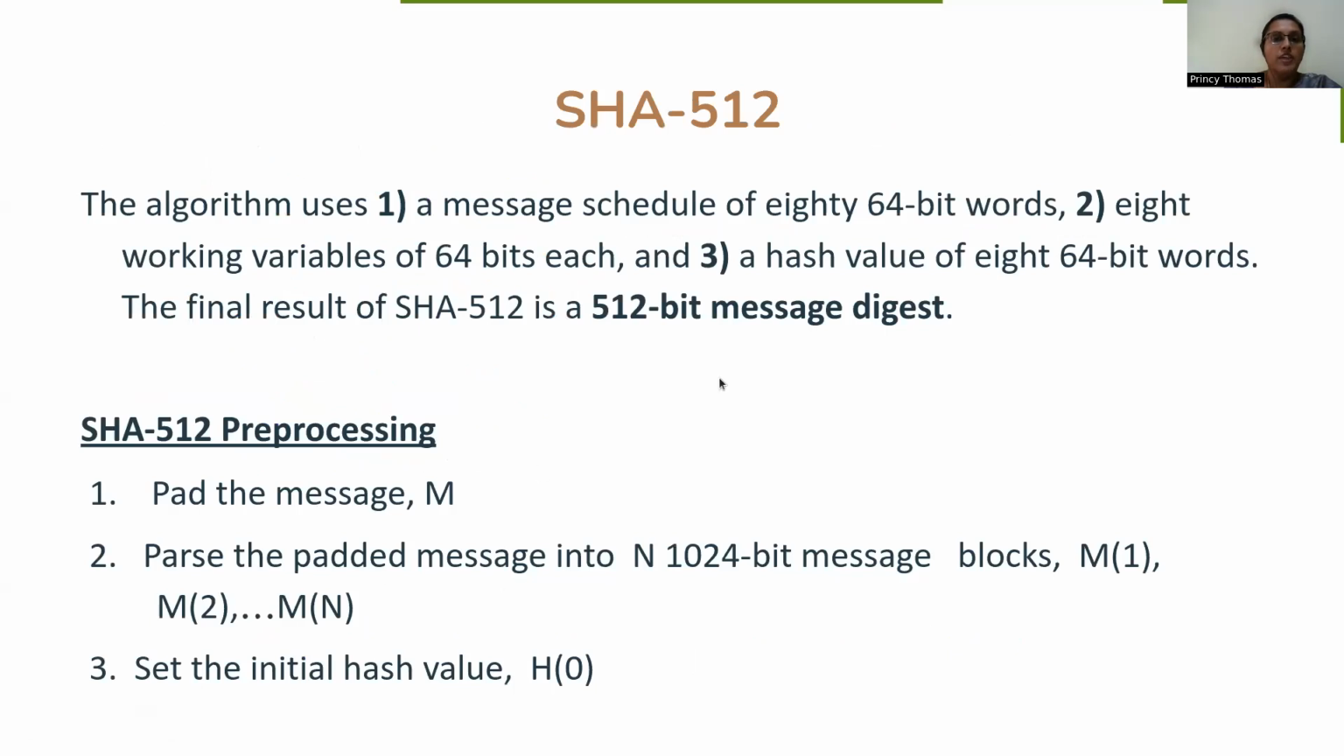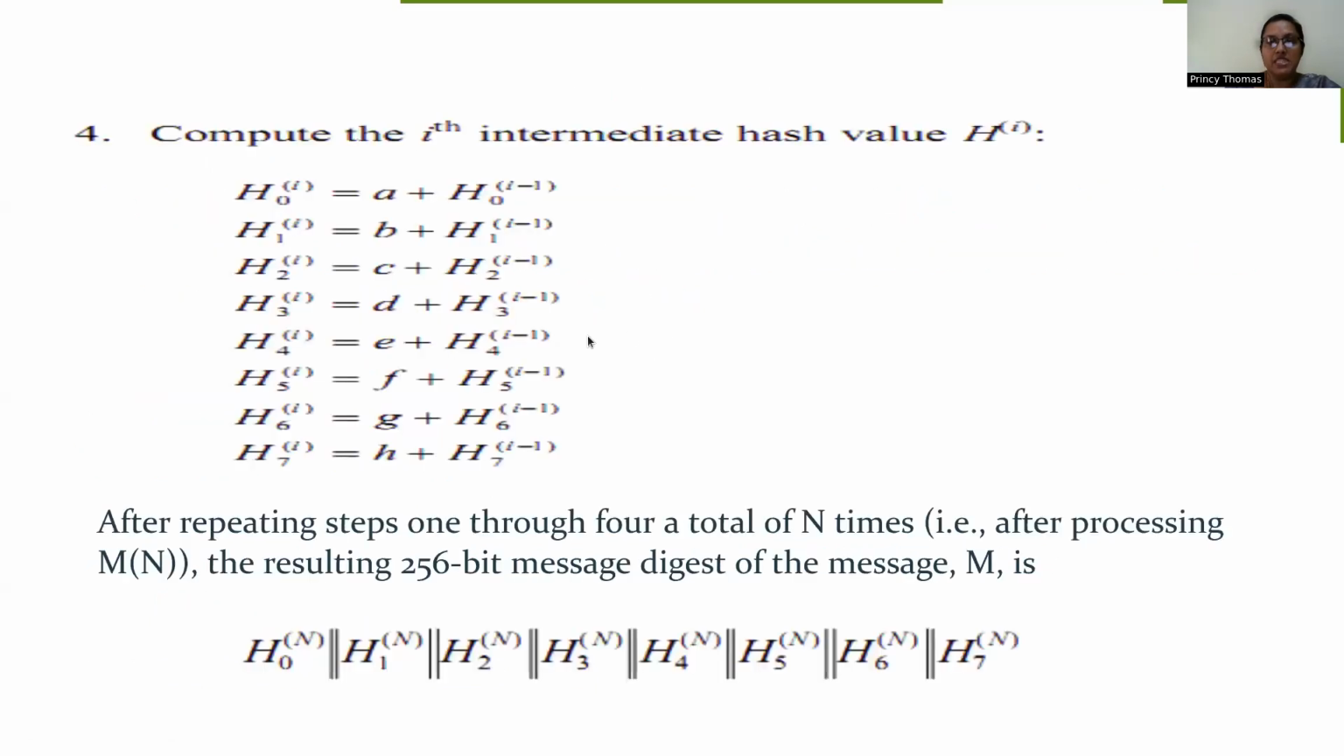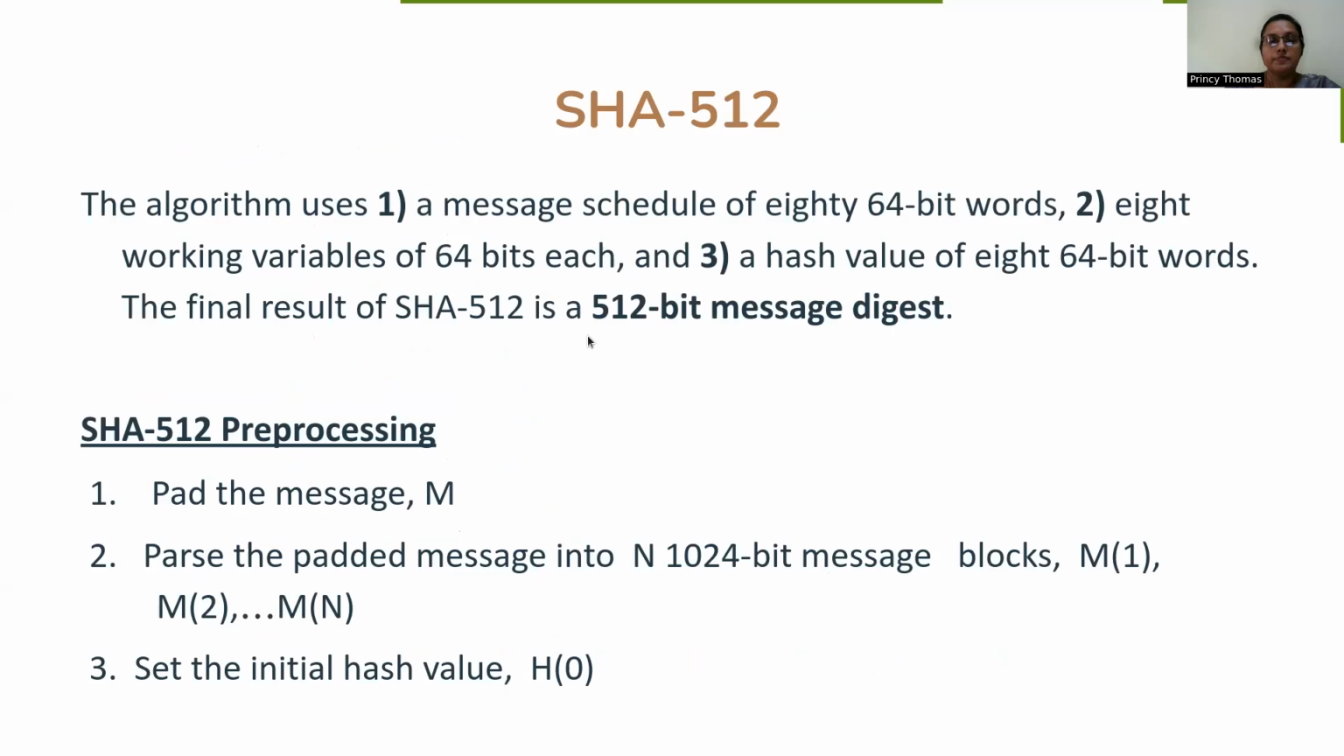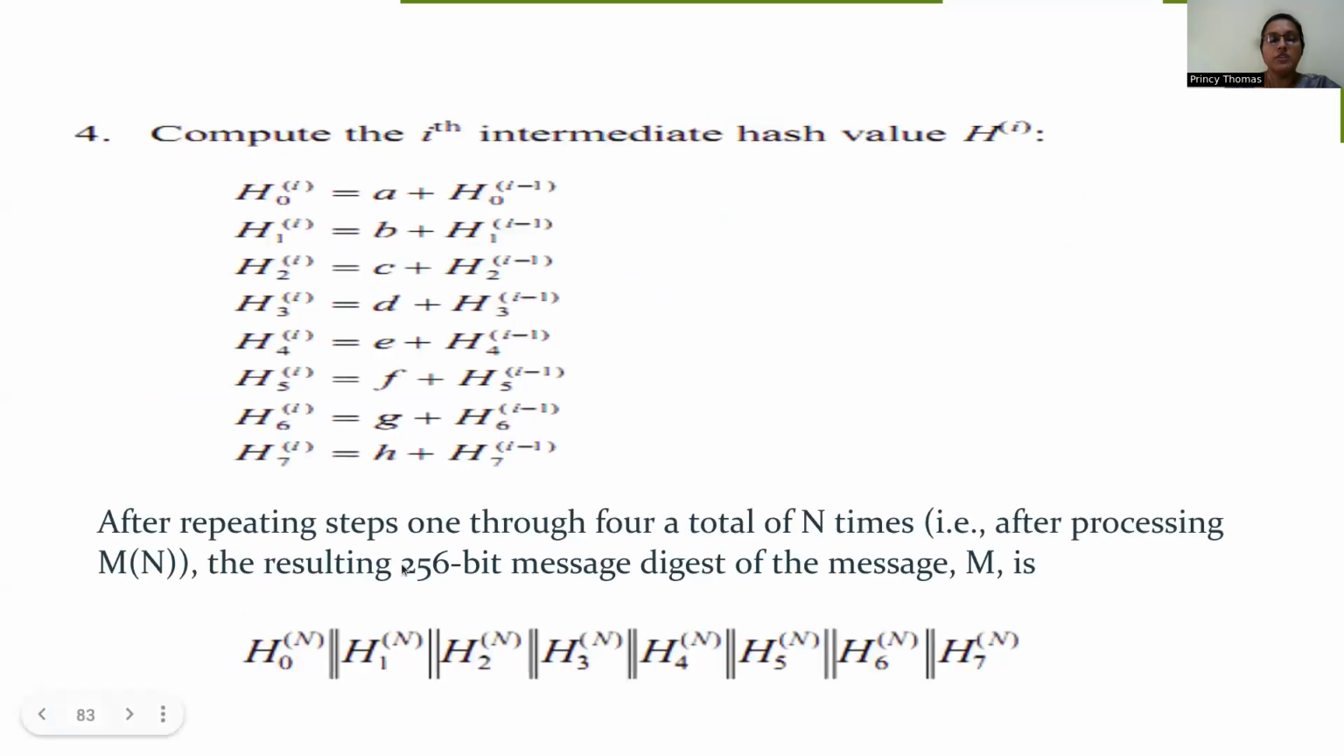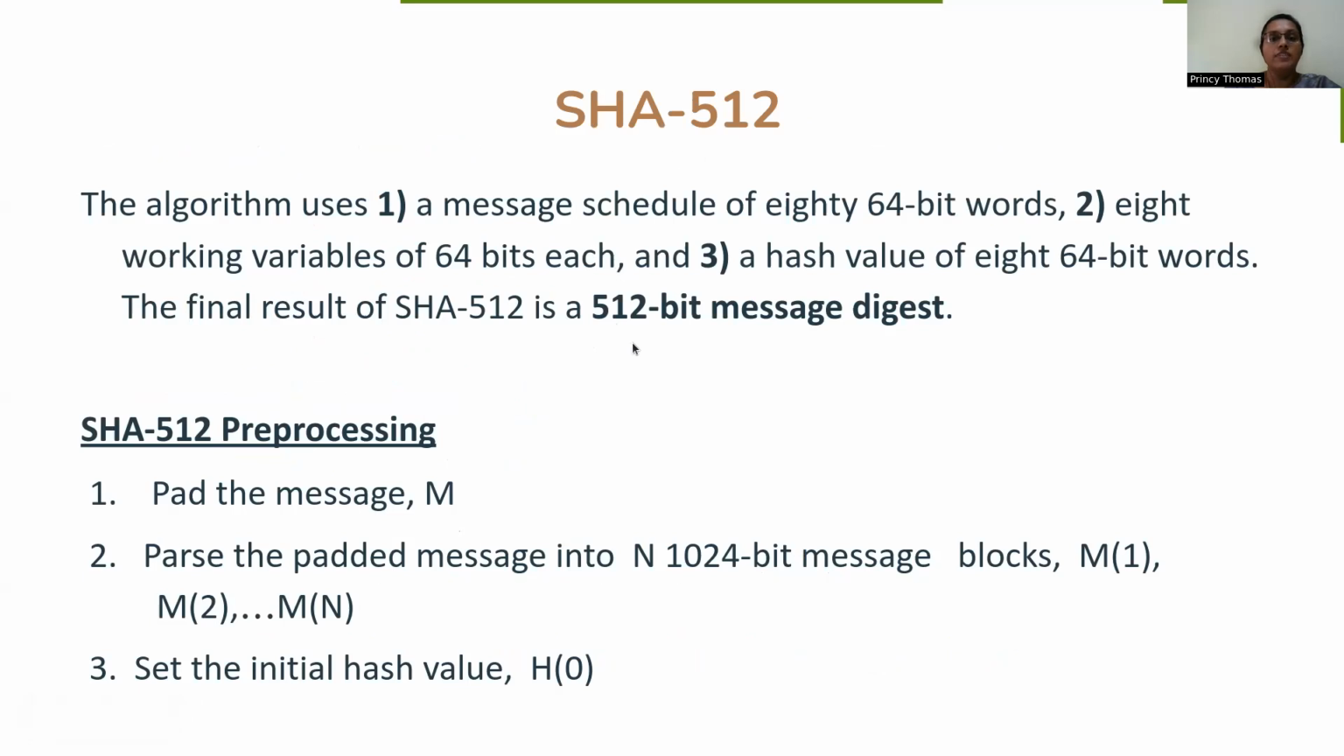Now we are going to look at this, which is important because it is your syllabus. The message schedule is 80 64-bit words. There are 8 working variables of 64 bits and hash values of 64 bits. And the final result is 512 bits. So the first one was 160 bits, the second one was 256 bits, and for SHA-512, we have 512 bits. This is essentially the same.